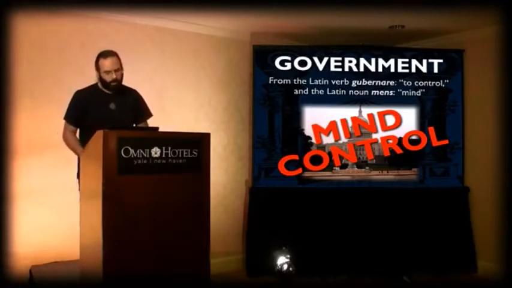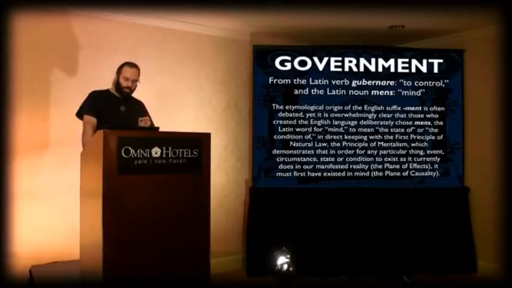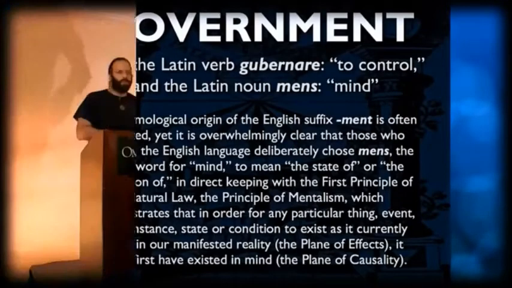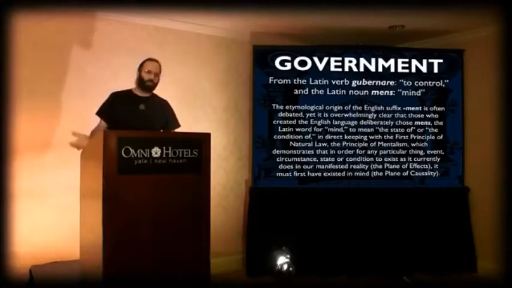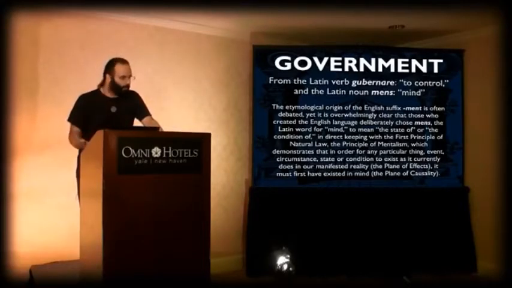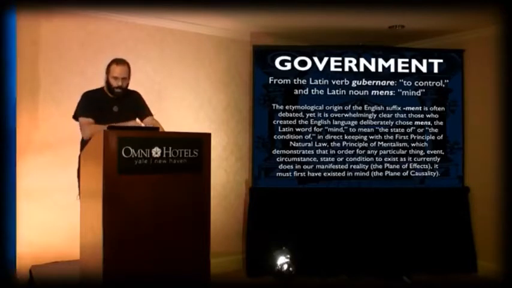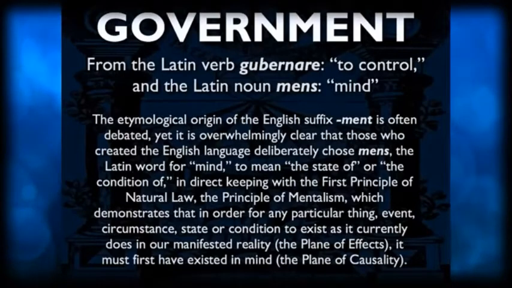Now, I'm going to put something else up here for a moment. The etymological origin of the English suffix ment, M-E-N-T, is often debated in this etymological breakdown, all right? And I've gotten stuff about this constantly, and I've told people I'm not interested in hearing about it anymore. I know where this comes from. I know why the creators of the English language made it like this, okay? It is overwhelmingly clear by people who have studied linguistics and the origins of words in English from ancient languages, that the creators of the English language deliberately chose the Latin noun mens, meaning mind, to represent or mean in English the state of or the condition of.